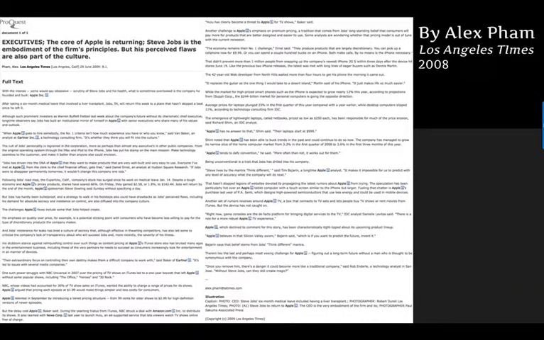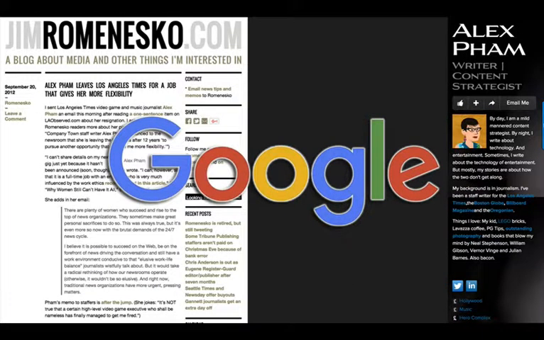But we're going to shift gears completely, and we're going to look at another example. This is an article about executives. The core of Apple is returning. Steve Jobs is the embodiment of the firm's principles. And it's written by a woman named Alex Pham, and it was written in the Los Angeles Times in 2008.